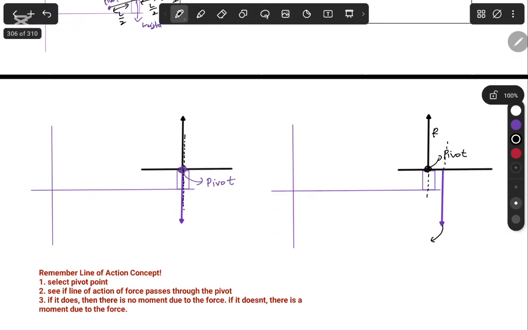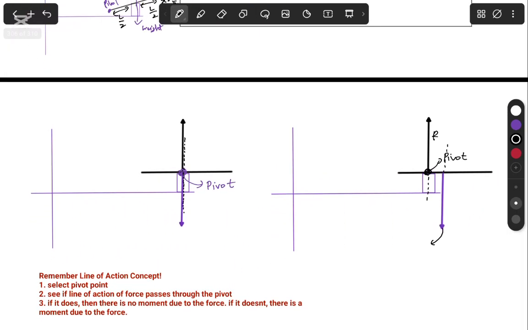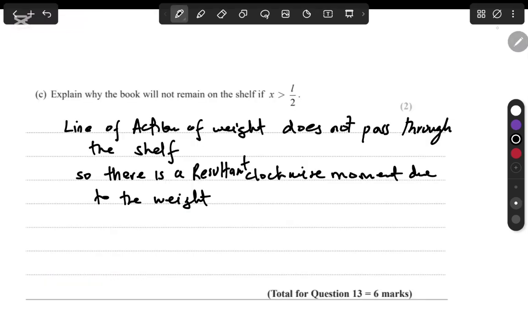There are a few other ways to explain this, but I felt like this was the easiest to explain because once you learn this rule, it becomes really simple to understand. So as the answer, the line of action of weight does not pass through the shelf, so there is a resultant, that's an important word, clockwise moment due to the weight. So 1 mark for this and 1 mark for this.